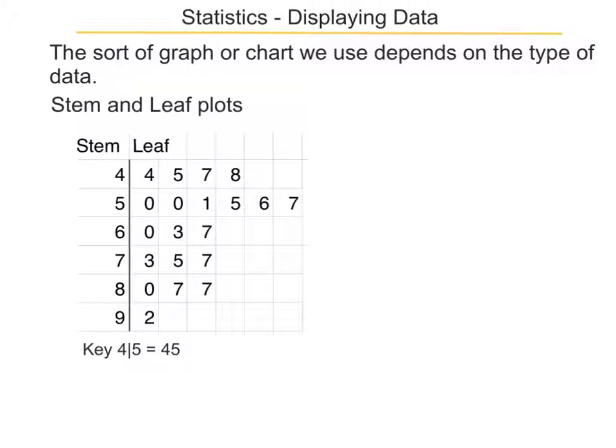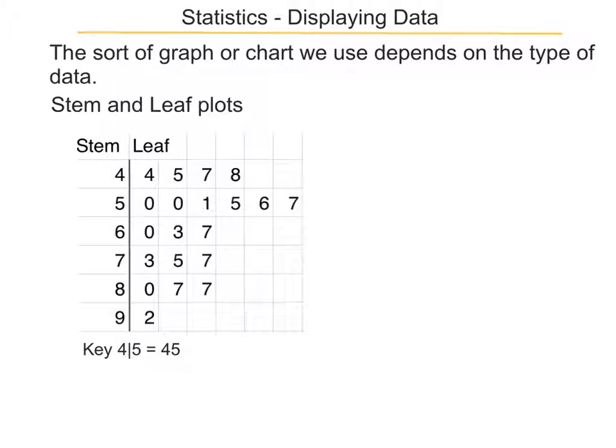A stem and leaf plot is an interesting one because it's a graph and a chart at the same time. In this example, the stem, which is down the left-hand side, is 40, 50, 60, 70, 80, 90. The 4 here represents 44. The 5, 45, the 7, 47, and so on.